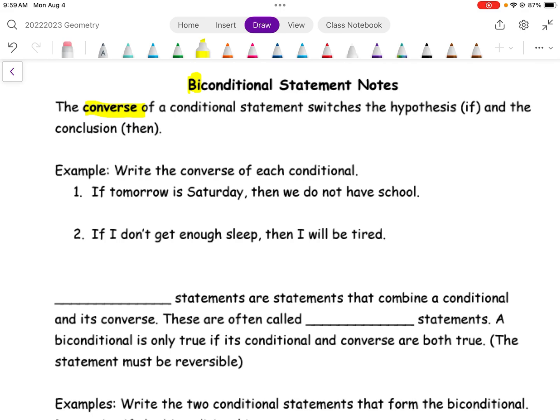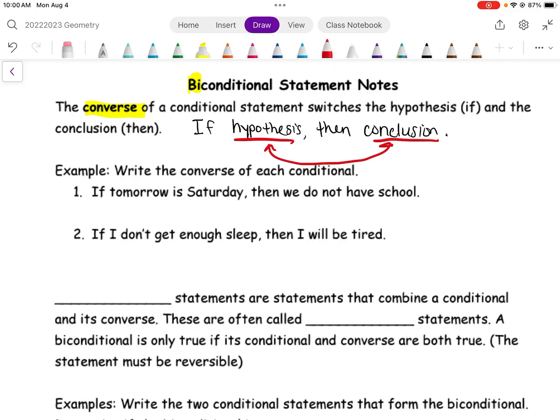The converse of a conditional statement basically switches the hypothesis, or that if part of the statement, and the conclusion around. So if you want to see what it does: if hypothesis, then conclusion. A converse takes these two pieces and it just flops them. The if and then stay put, but those two things get flipped around. So let's practice just writing a converse first.